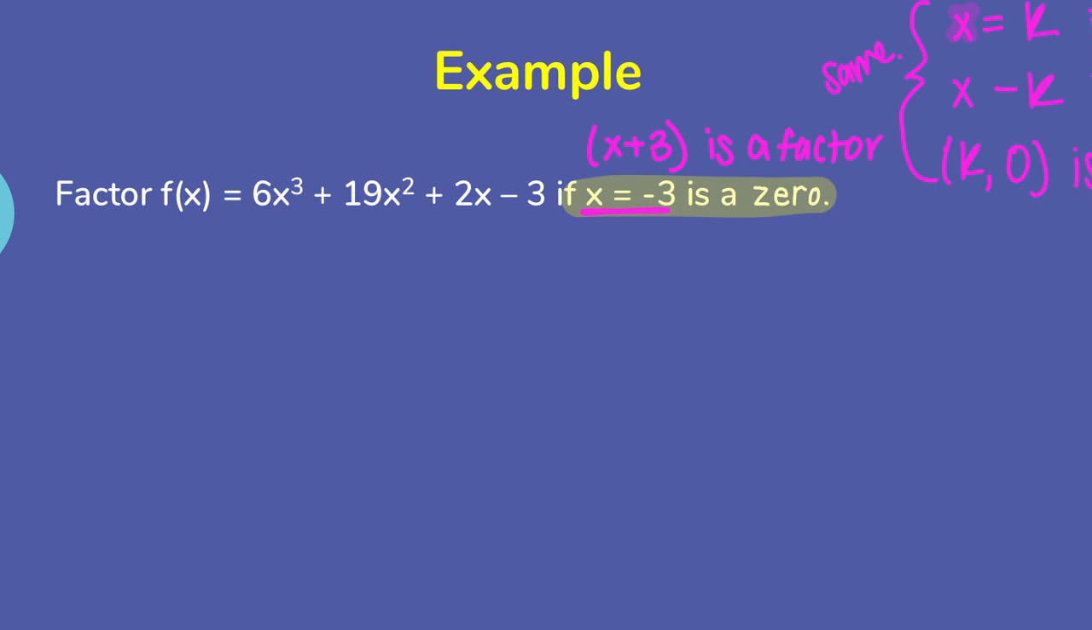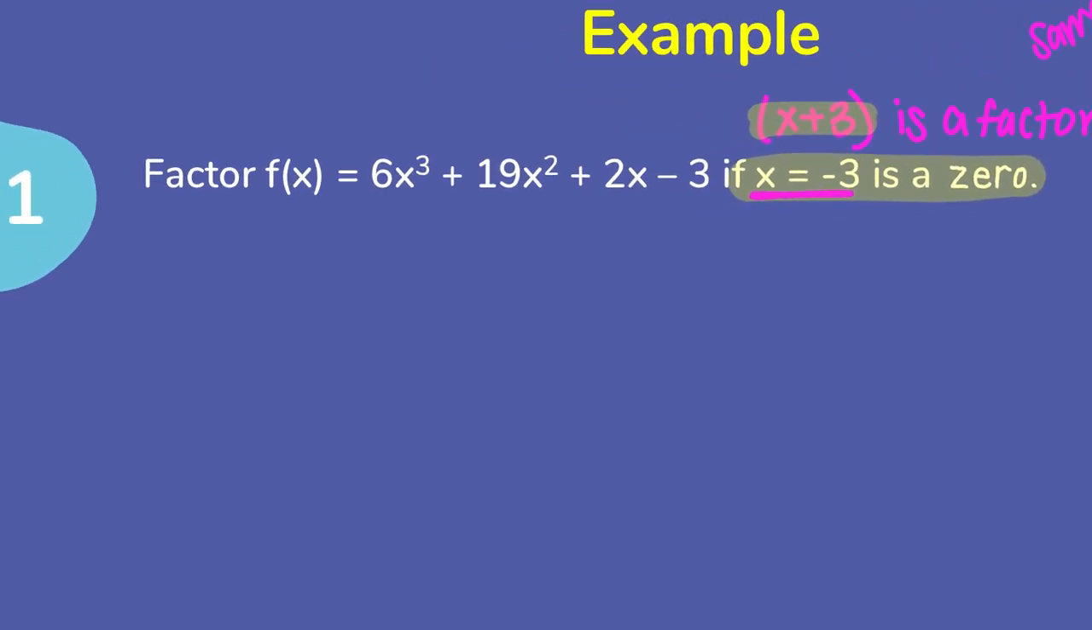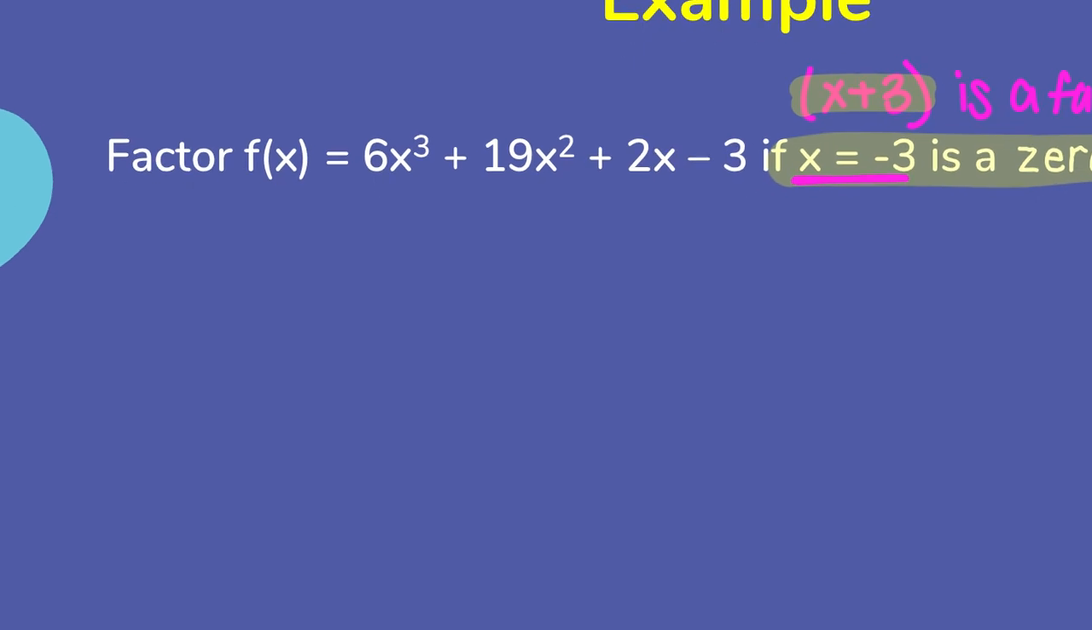So I know part of my answer is going to have this in there. I'm going to go ahead and do my synthetic division first. What goes inside my box? It's going to be my -3. How do I know it's -3? Because it said it equals -3, so that's what I'm using. So my coefficients are 6, 19, 2, and -3.